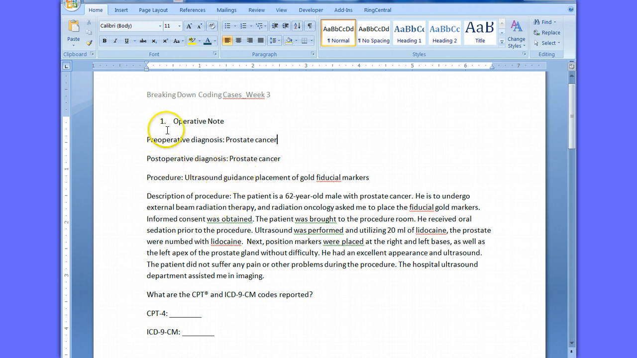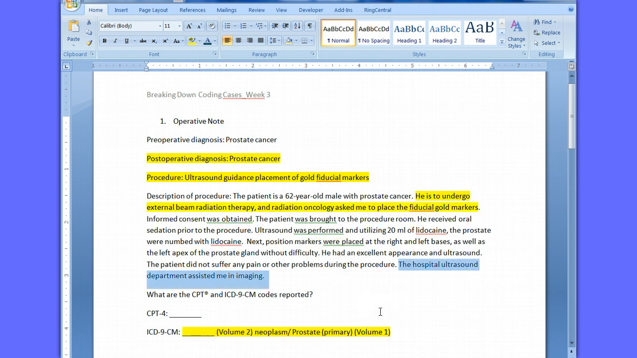Okay, so I'm going to begin. This is an operative note, and I have once again my first three columns, or my first three headings of information. The first one that I highlight is the prostate cancer for postoperative. Preoperative and postoperative are the same. The procedure is the next thing that I highlight. The patient had ultrasound guidance for placement of gold fiducial markers.